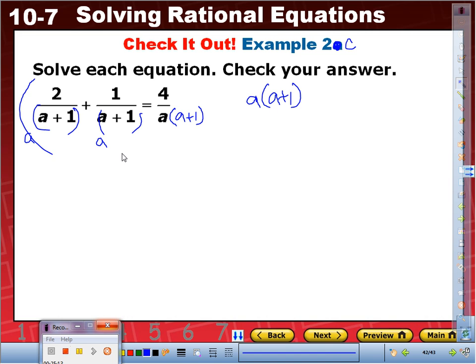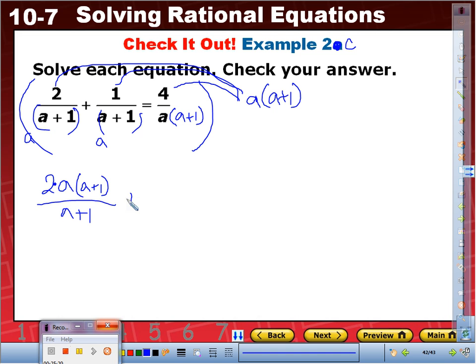So we multiply the entire equation, only the numerators, times that. So we're going to write 2 times A, what times A plus 1 over, what goes in the denominator? A plus 1 plus 1 times A plus 1 over A plus 1. This one is 4 times A plus 1 over, what goes in the denominator? A.